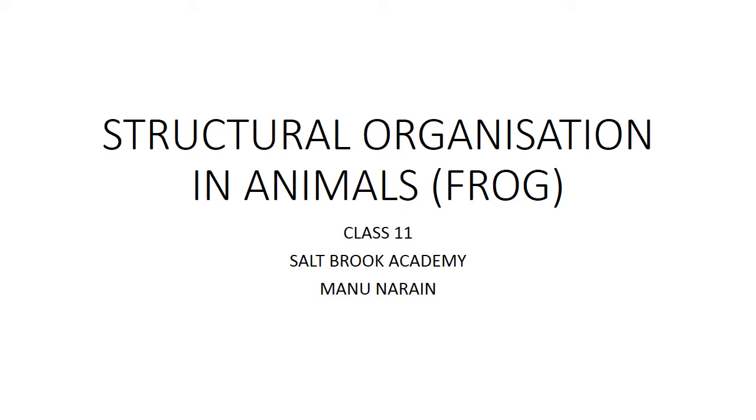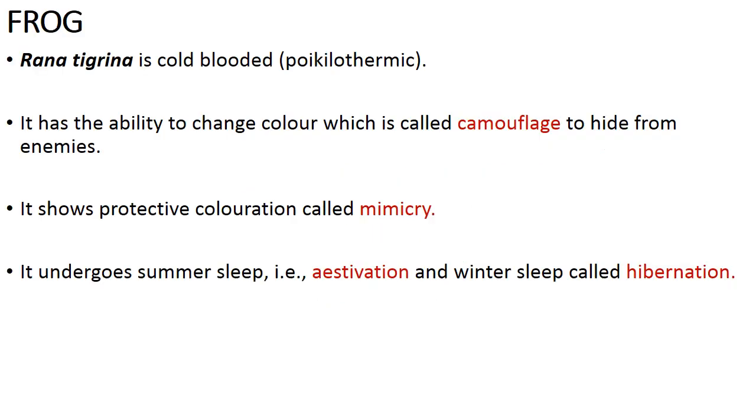In this last part of this chapter, that is structural organization in animals, we'll be discussing the different systems in case of frog. Now coming to the external morphology of frog. The scientific name of frog is Rana tigrina, as you are all aware, and it is cold-blooded.